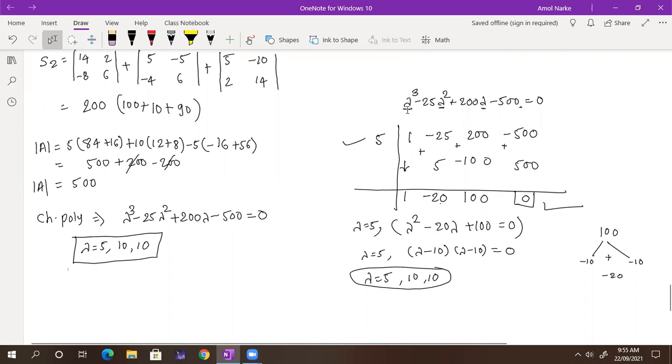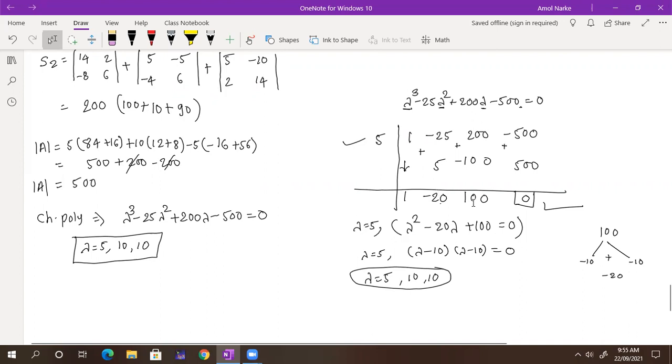One is nothing but the coefficient of lambda cube. Lambda square coefficient is minus 25. Lambda coefficient is 100 and the constant is nothing but minus 500. So I just write down the same here. If I wanted to write down this equation, how can one write it? Lambda square coefficient is 1, so I write down here. Lambda coefficient is minus 20, I write down here. Then constant 100, like that only.